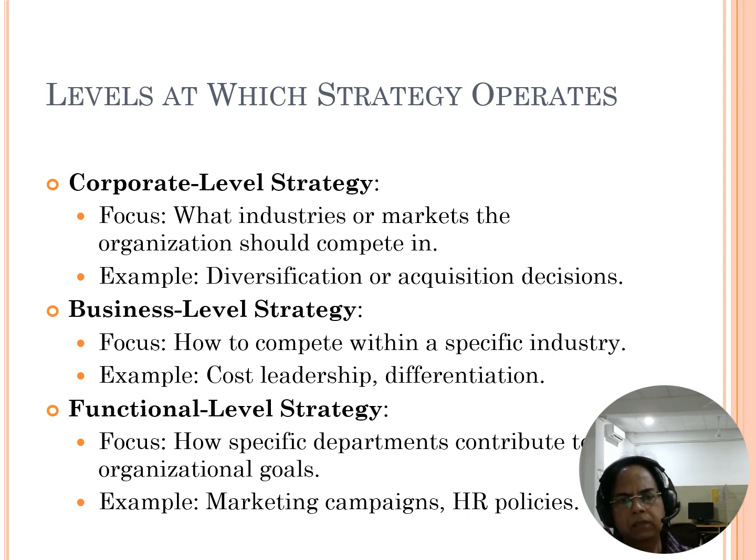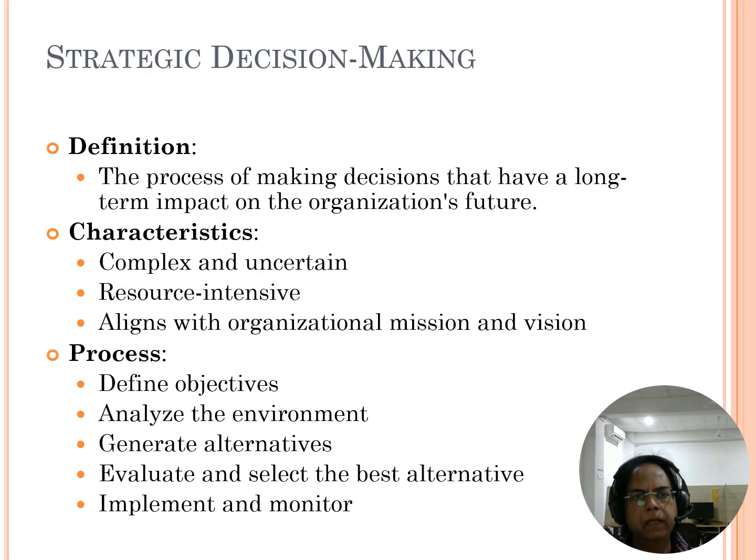For example, the marketing campaign or the HR policies. This is an example of the functional level. Next, strategy is always helpful for managers and executives to take a decision. Strategic decision is the process of making decisions that have a long-term impact on the organization's future.